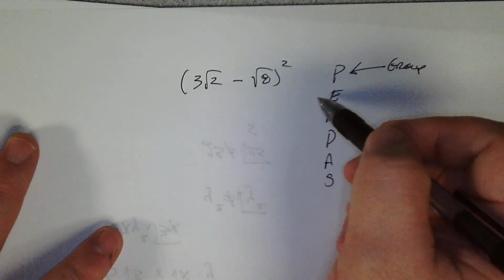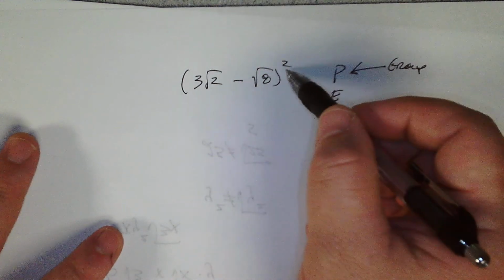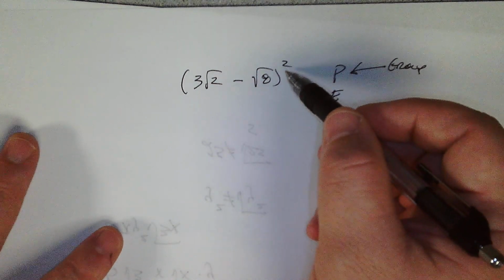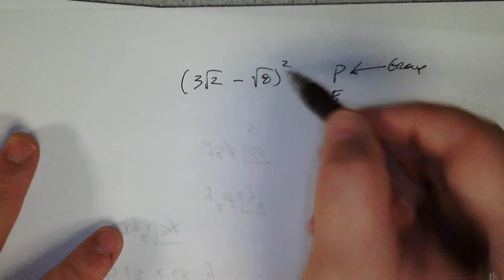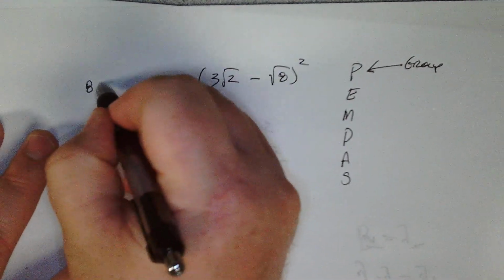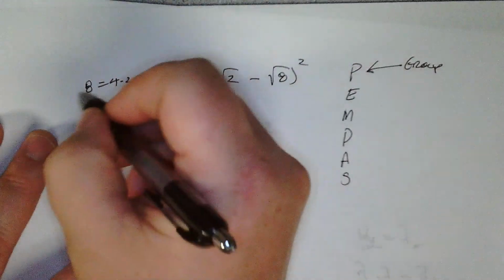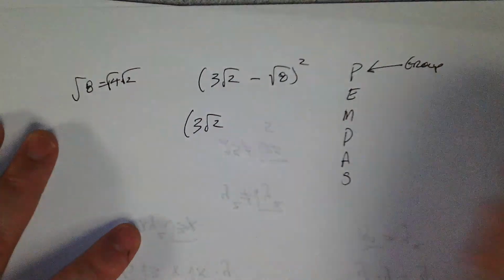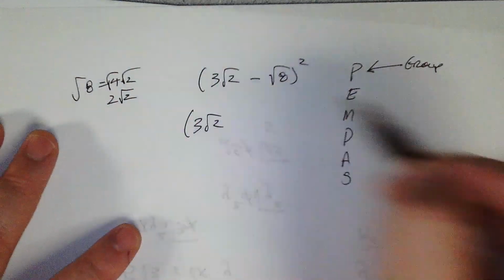We can still get the right answer if we were to square this, but I don't think you know how, and it's going to be really complicated if you were to try that. So look, we can simplify the square root of 8. The square root of 8, well, that's 4 times 2, yes? So the square root of 8 would be the square root of 4 times the square root of 2. The square root of 4 is just 2.